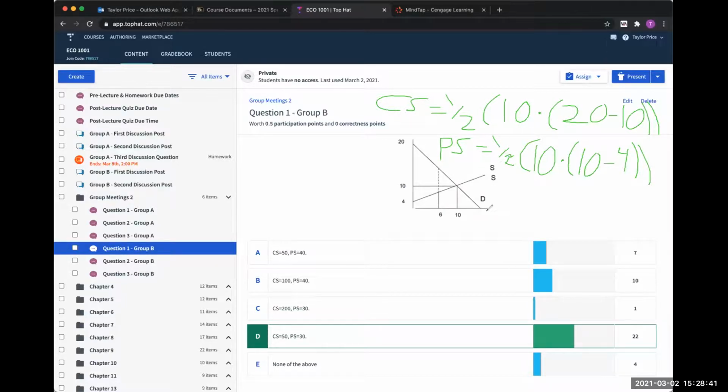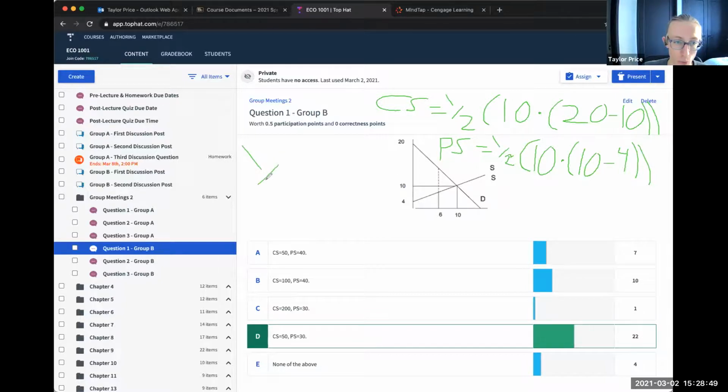Wait, Professor, so where did 1/2 come from again? Yeah, so the 1/2 is just from the area of a triangle formula, which is 1/2 base times height. And that's the formula we're basically going to be using for calculating producer surplus, consumer surplus, and deadweight loss.